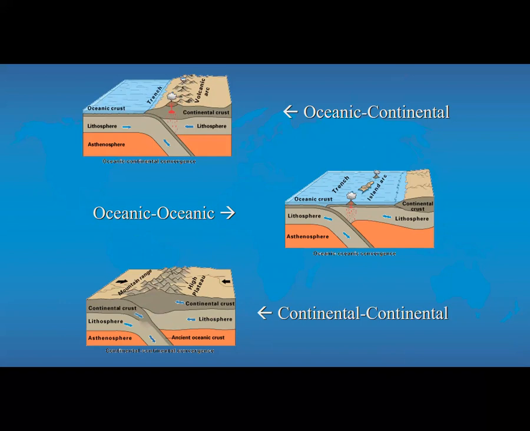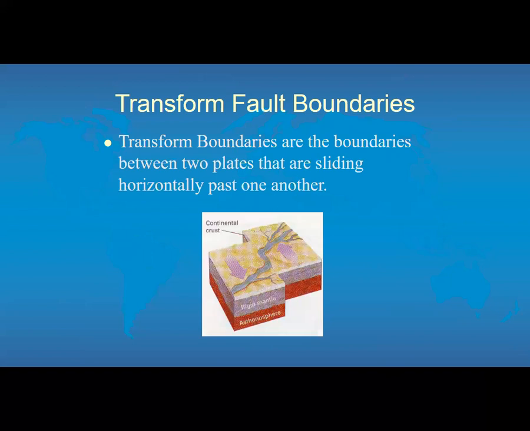Now, if you're not moving apart, you're not moving towards each other, what's the other option for motion? Well, where you slide past one another. And this is called a transform boundary or transform fault. You'll hear me say both interchangeably. So again, these are two that are moving horizontally. You can see in this picture, one is moving kind of southeast and one is moving northwest, and that causes deflections. You can see that in rivers and streams a lot.